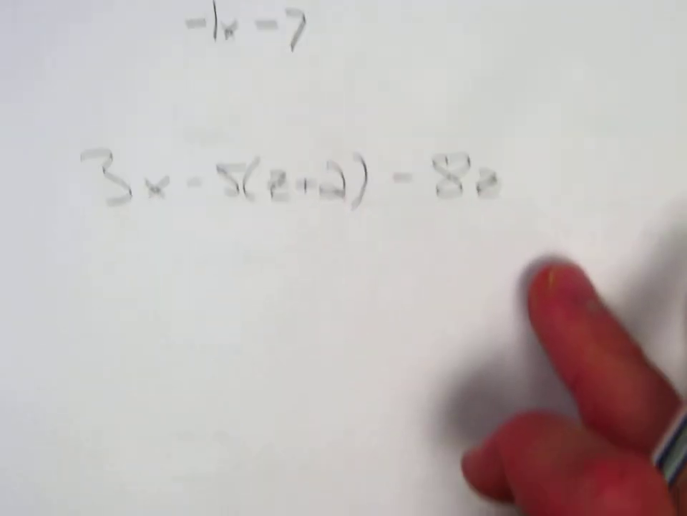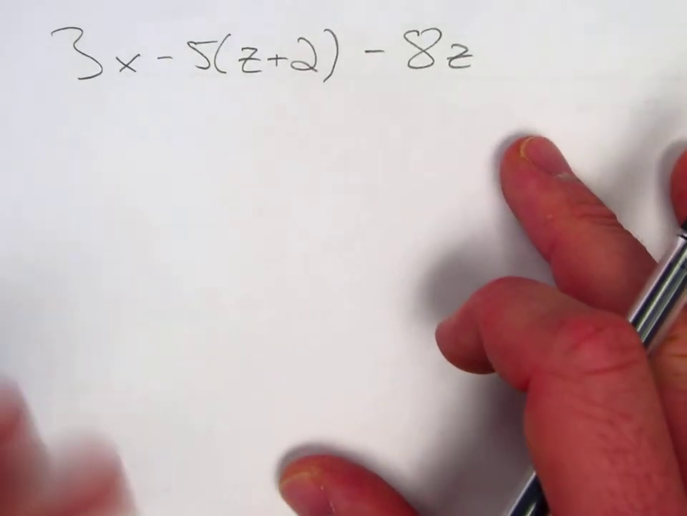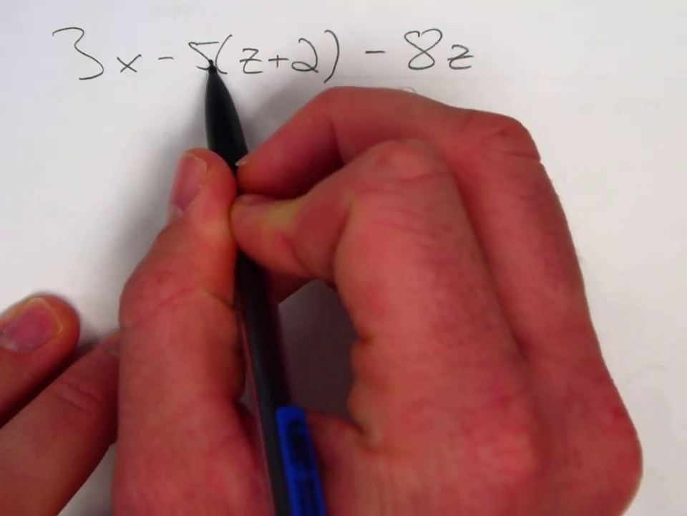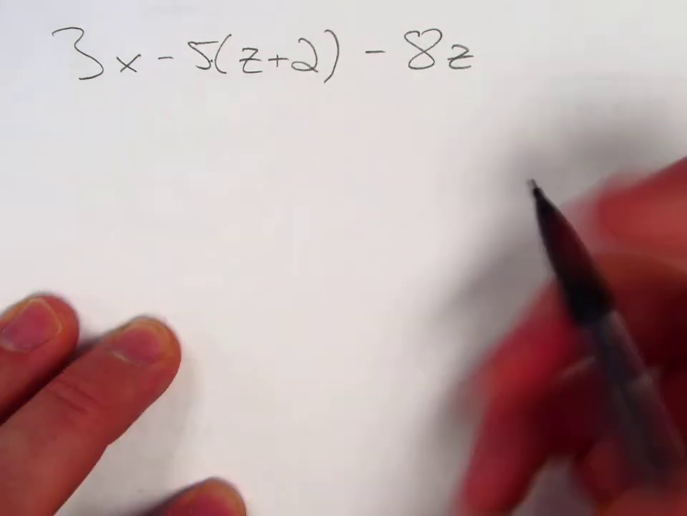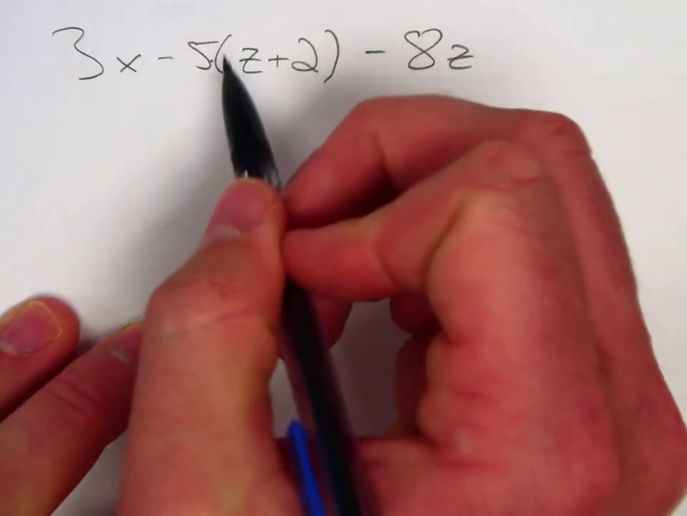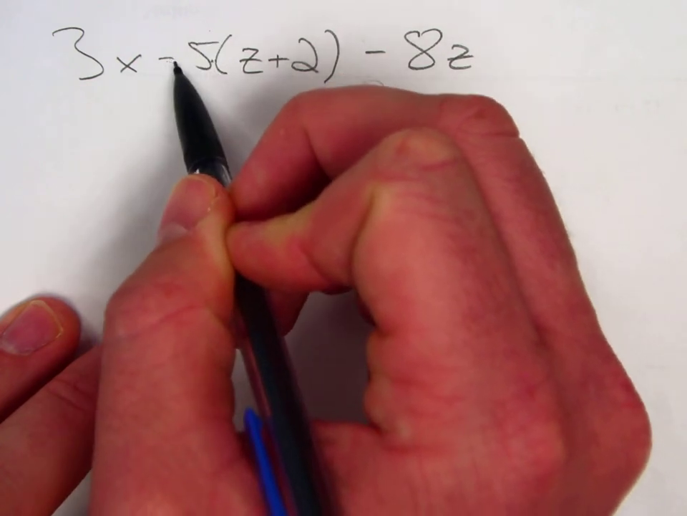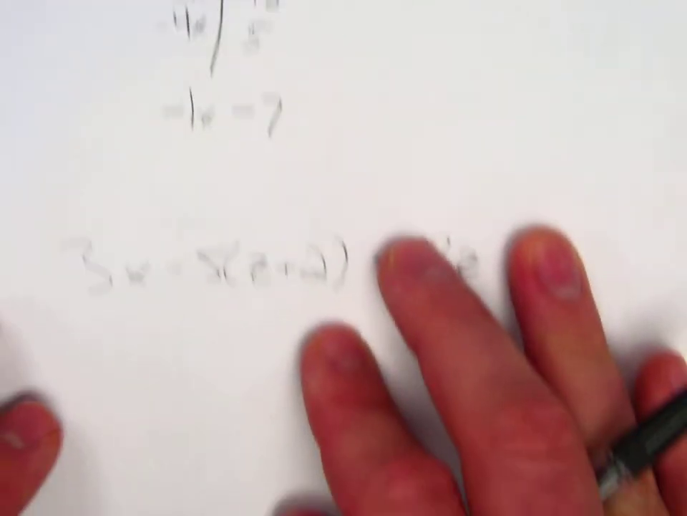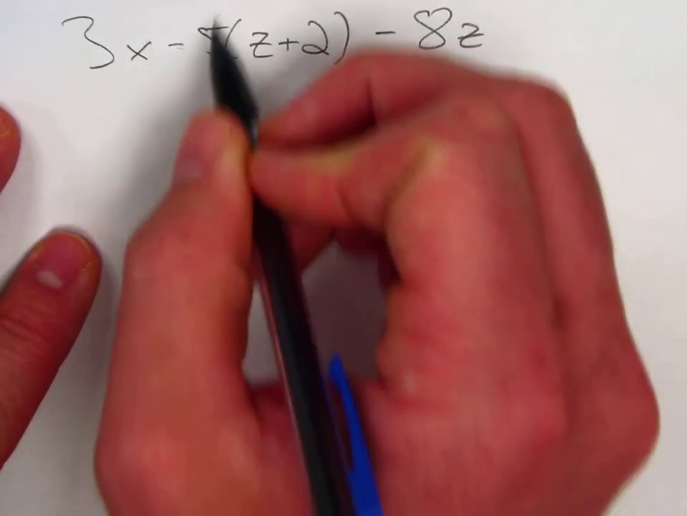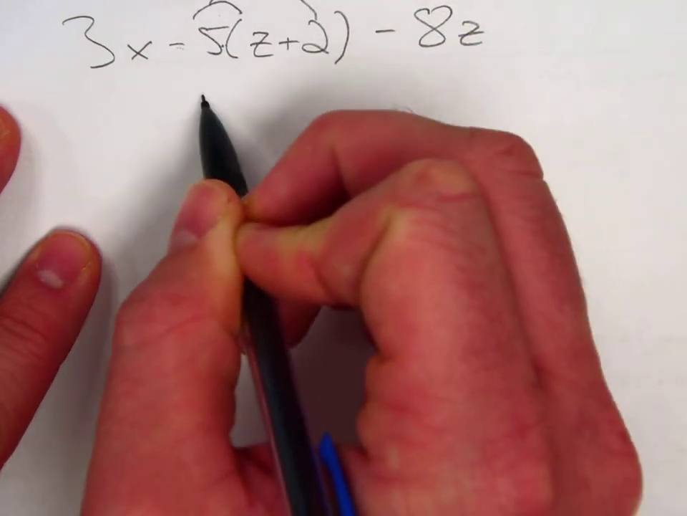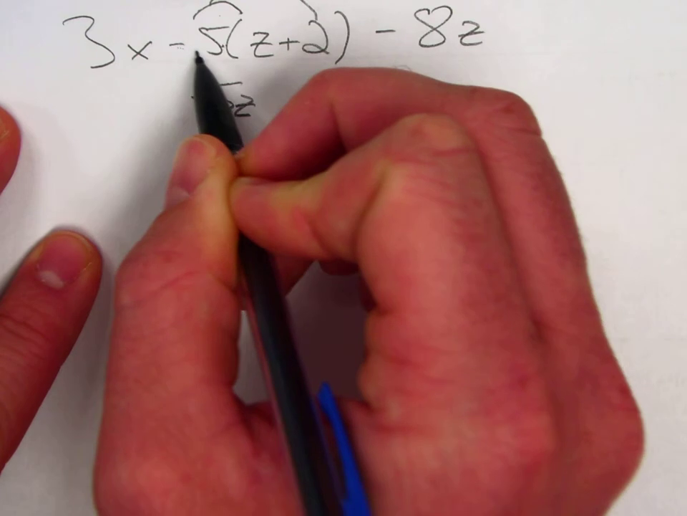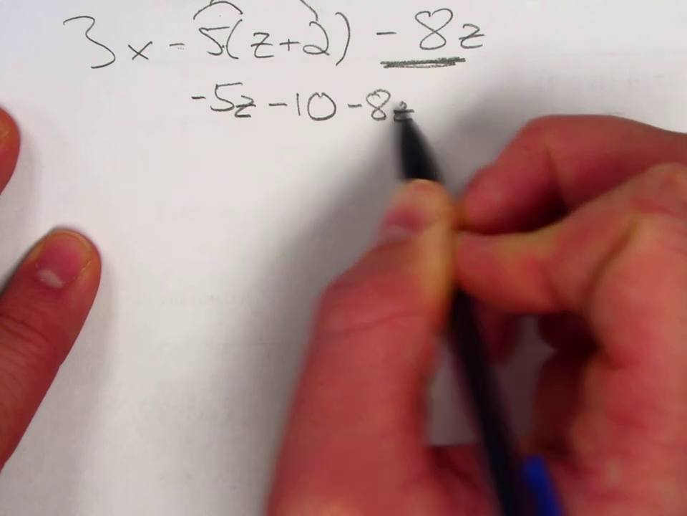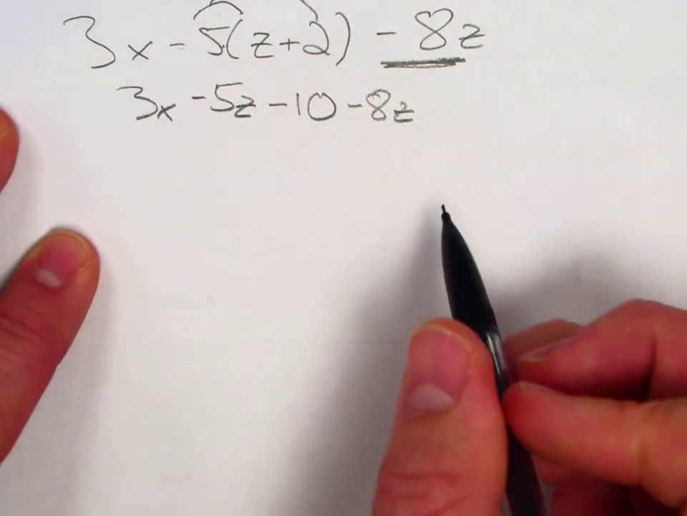Let's look at the next example. This one's a little bit more difficult. Instead of having the parentheses out in front, it's in the middle, but it's still the same idea. This multiplication has to take place before the addition and subtraction, or in other words, the combining like terms. So if I want to distribute this 5, I always want to include the sign in front of it. In our previous example, the 3 was positive, so I didn't have to worry about it. But here, I'm going to have to distribute a negative 5. So I'm going to distribute that in, and negative 5 times z is negative 5z. Negative 5 times 2 is negative 10. And I'm going to bring down my negative 8z. And I'm going to bring down my 3x from there.